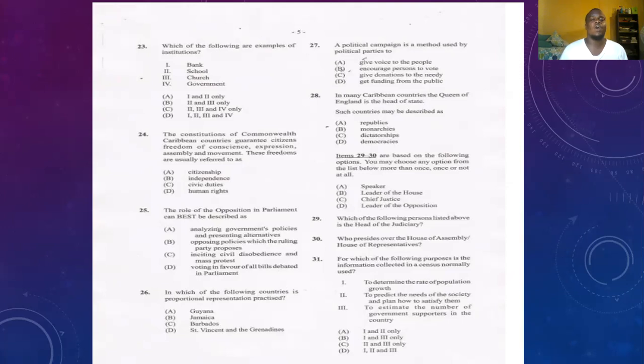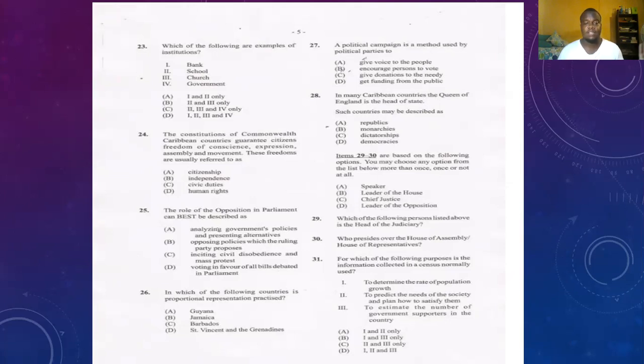25. The role of the opposition in parliament can best be described as A, analyzing government's policies and presenting alternatives, B, opposing policies which the ruling party proposes, C, inciting civil disobedience and mass protest, D, voting in favor of bills debated in parliament. All right?